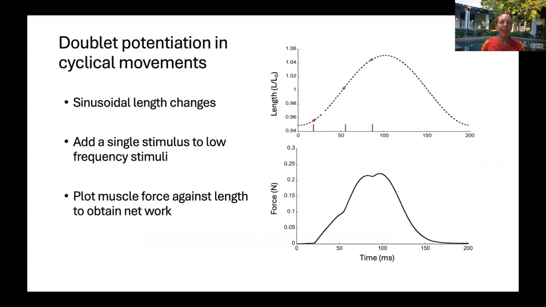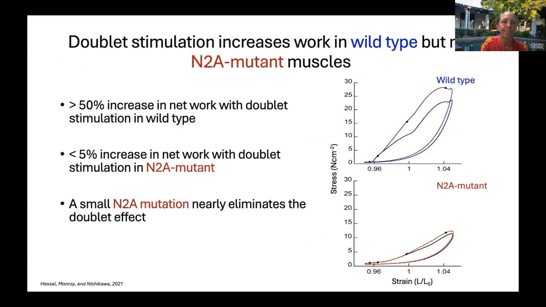And we're going to look at doublet potentiation in cyclical movements. So we're going to impose sinusoidal length changes on the muscle. We're going to stimulate the muscle at a low stimulus frequency, and we're going to add a doublet and measure the force and the work with the addition of a doublet.